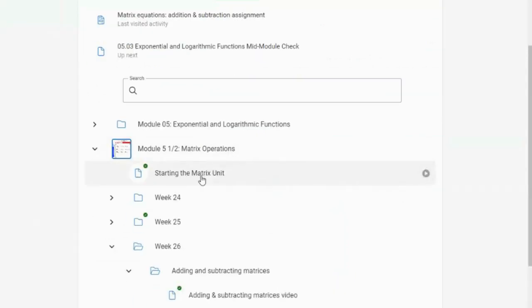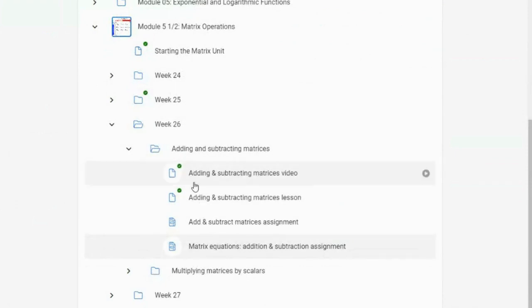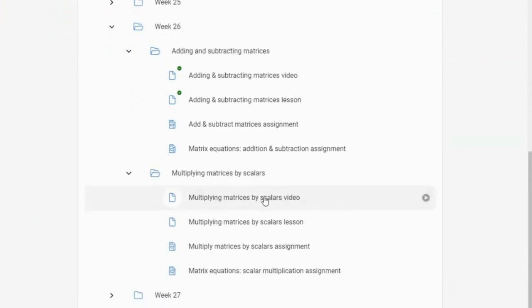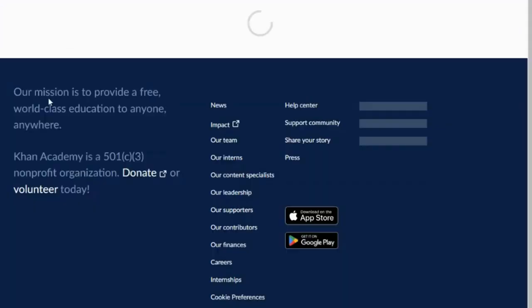All right, let's go back here. Okay, that was the first folder on week 26. Here's the second folder. So we're going to look at multiplying matrices by scalars, which we've kind of looked at just in this last lesson. This is a video, so that means I'll have to open it up and go back and share the other way again. All right, let me switch this.